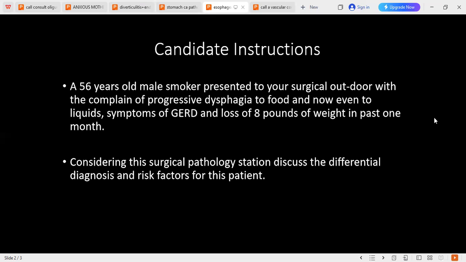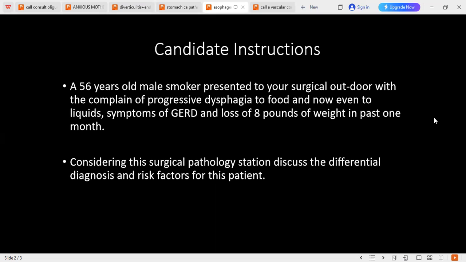Tis is high grade dysplasia. T1 is invasion of the lamina propria, muscularis mucosa, and submucosa. T2 invades the muscularis propria. T3 invades the adventitia. T4 again has T4a and T4b. T4a is invasion of resectable surrounding structures like the pleura, pericardium, and diaphragm. And T4b is involvement of unresectable structures like the vertebral body, trachea, and bronchus.